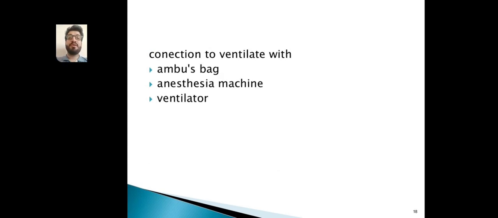Now once the tube is fixed and in its proper place and we have confirmed the tube placement, we can ventilate the patient. For ventilation, we can use multiple methods. We can use an AMBU bag, which is an artificial manual breathing unit bag, a device by which we can ventilate a patient. We can also use an anesthesia machine for the purpose of ventilation, and we can use a ventilator as well.